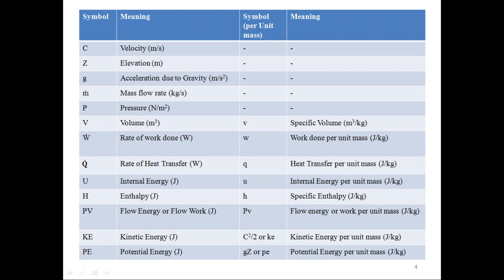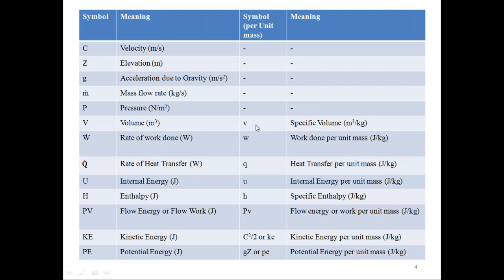Next are the symbols used. Capital C represents velocity in meter per second, Z represents elevation in meter, small g represents acceleration due to gravity in meter per second square, m dot represents mass flow rate in kg per second, P represents pressure in Newton per meter square, V represents volume in meter cube, W dot represents rate of work done in watt, Q dot represents rate of heat transfer in watt, U represents internal energy in joule, capital H represents enthalpy in joule, PV represents flow energy or flow work in joule, where P is the pressure and capital V is the volume, KE represents kinetic energy in joule, PE represents potential energy in joule.